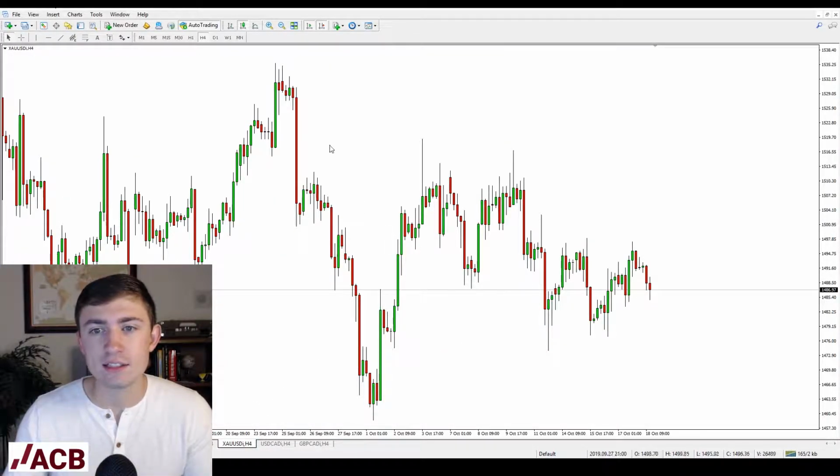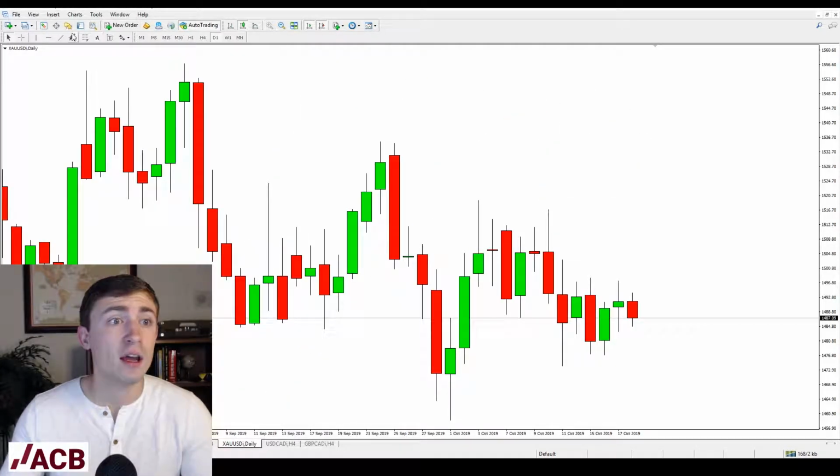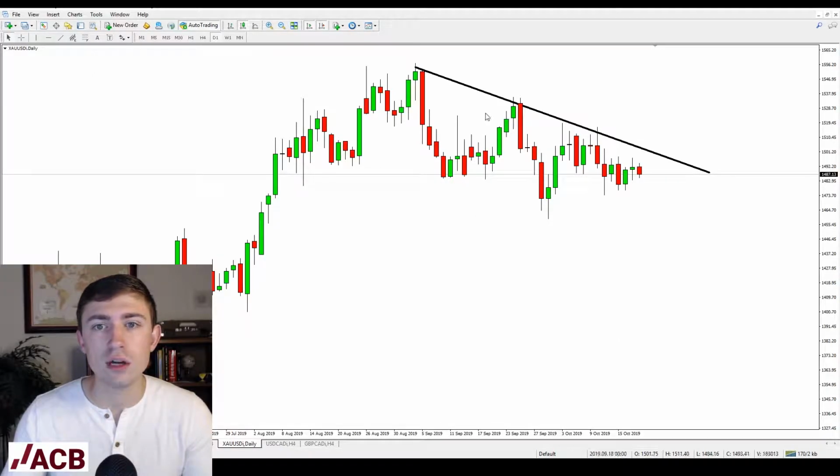XAU USD, this is gold, guys, and you can see that the downtrend here is continuing for the time being. You can see if we draw this line here, gold has been making a move lower and now finding resistance at this triple retouch on this trend line, right? So we're seeing some sell off from there.